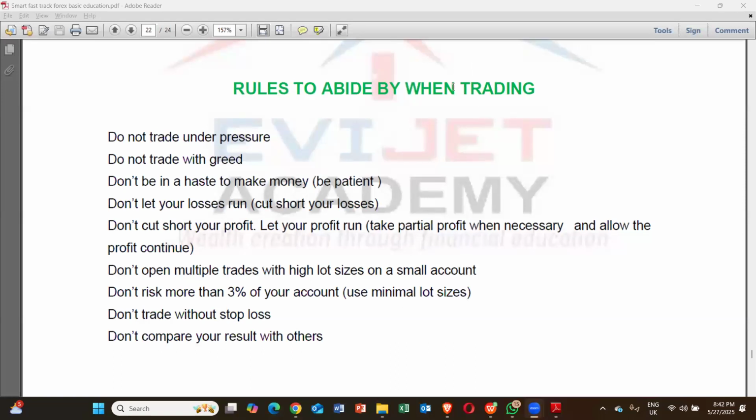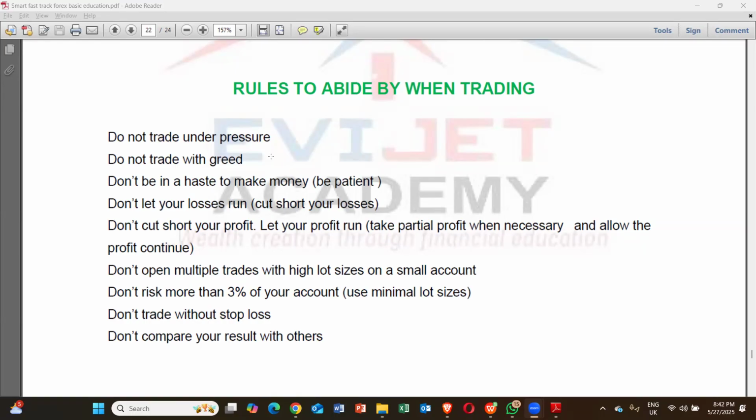All right, so let's look at the rules. They are very, very important. The first one says, do not trade under pressure. Do not trade with greed. But greed is one of the things that kill us in this market.